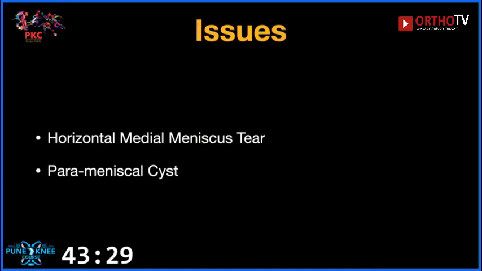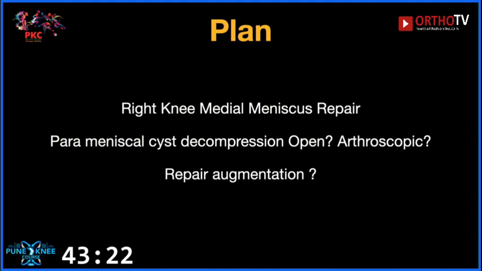So we are dealing with a patient who has a horizontal medial meniscus tear along with a parameniscal cyst, and we'll have Dave Lee discuss the plan, which is tentatively to perform a right knee medial meniscus repair along with a cyst decompression and a repair or augmentation of the same.